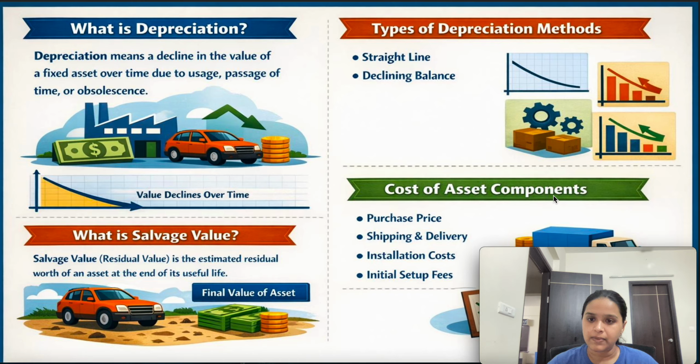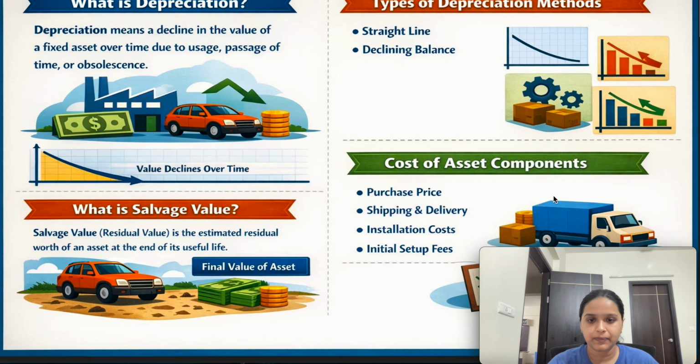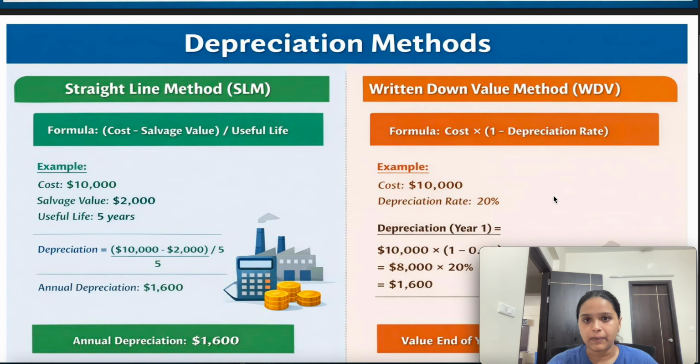And the next concept is the cost of asset component. It means whenever we are procuring any asset, what are all the charges we have to capitalize in the asset cost. First one is the purchase price, second is transportation charges, any installation cost, or any setup fee. It means any direct expense that you have incurred for bringing the asset to the location, you have to capitalize it. Okay, let's discuss the depreciation methods.